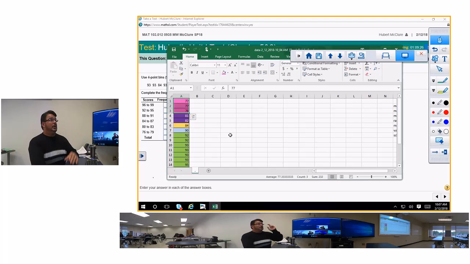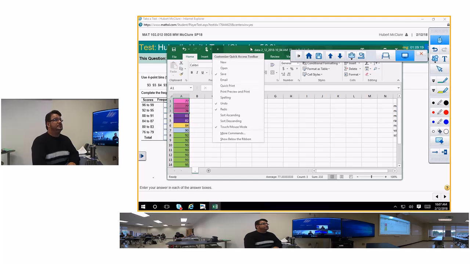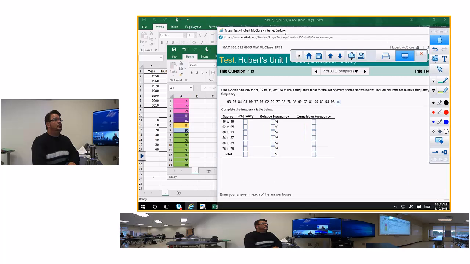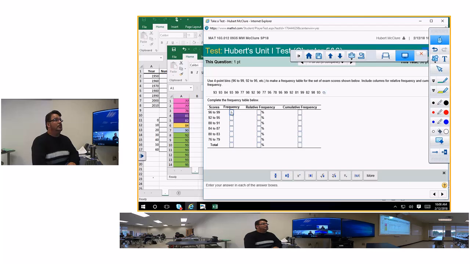Now in the first group, we got 3, right? It's not gonna let me do that. There we go. 77, we got 3. 80 to 83, we got 2. 84 to 87, we got 1. We got 1 there. How many green ones we got? 8. And the last one, 1, 2, 3, 4, 5, 5.